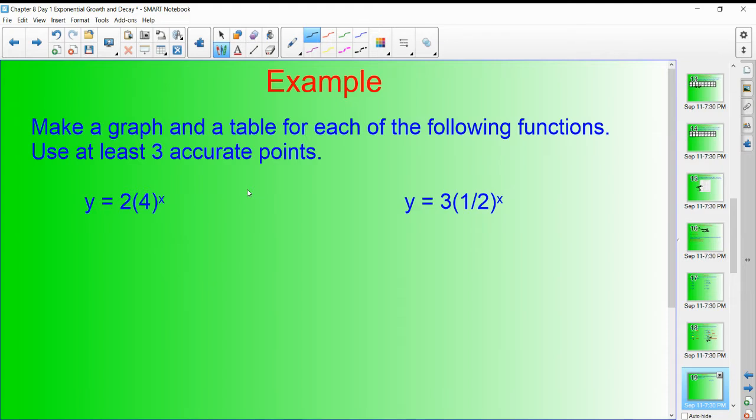Now, I want you to try, make a graph. So pick a few x values, put them in, get some y values, get some points, and put them on a graph. We'll take a look at what these graphs look like.